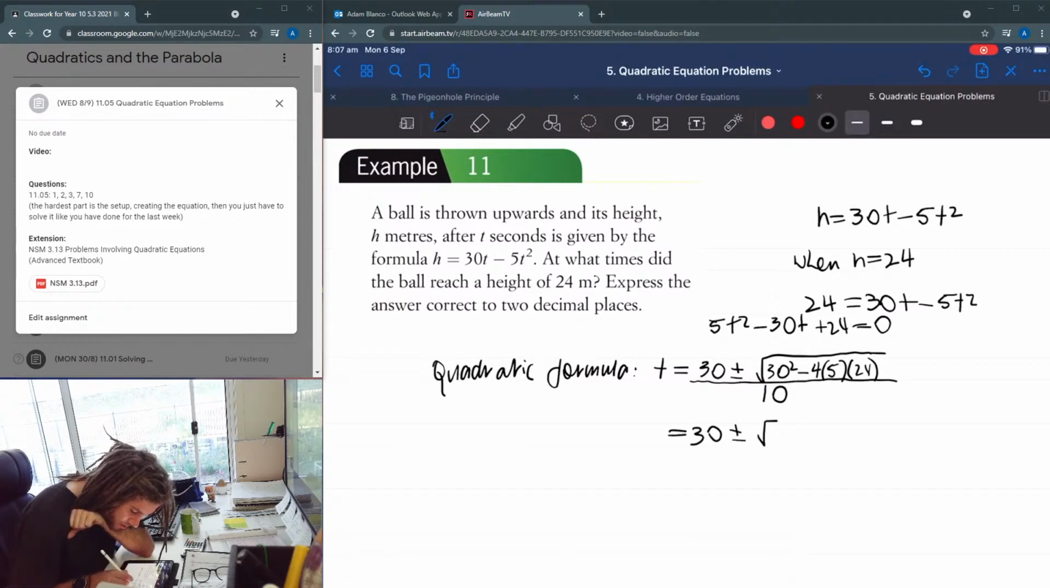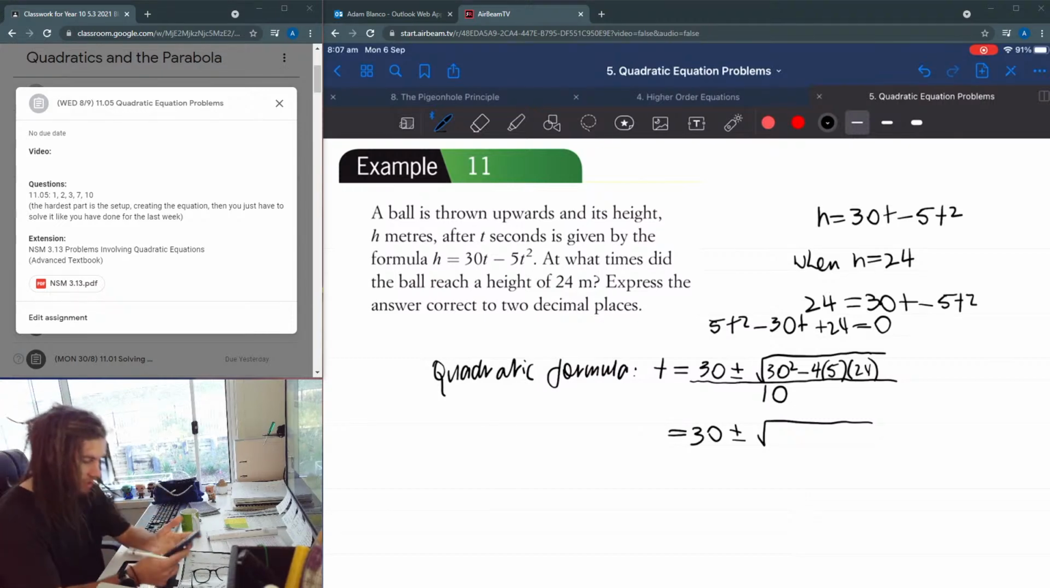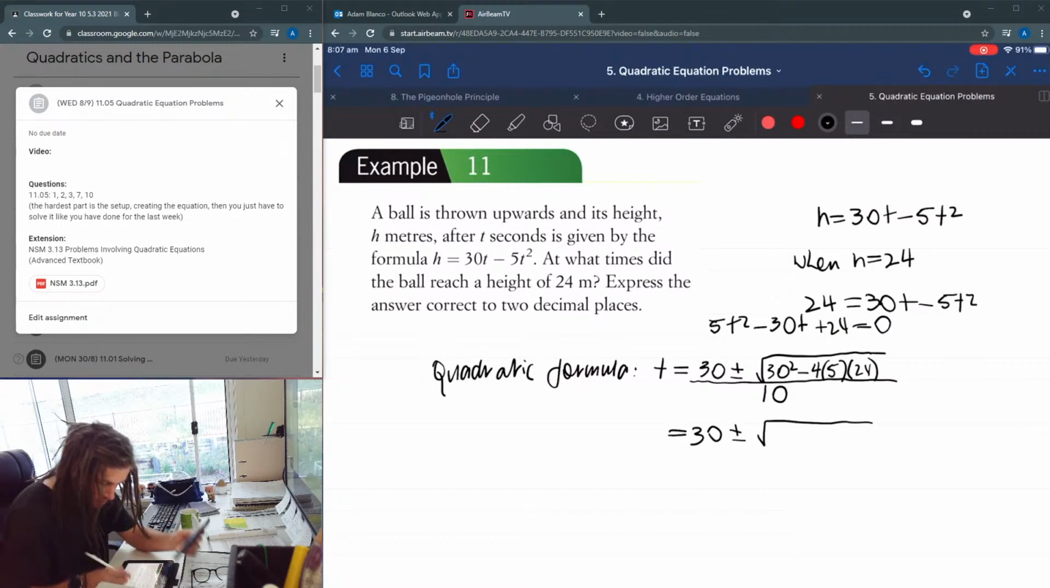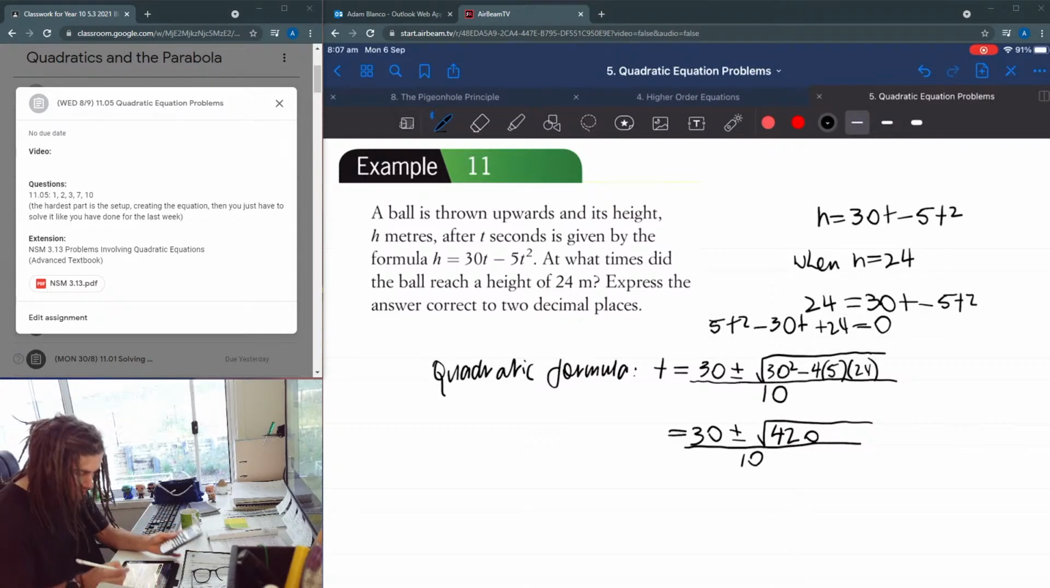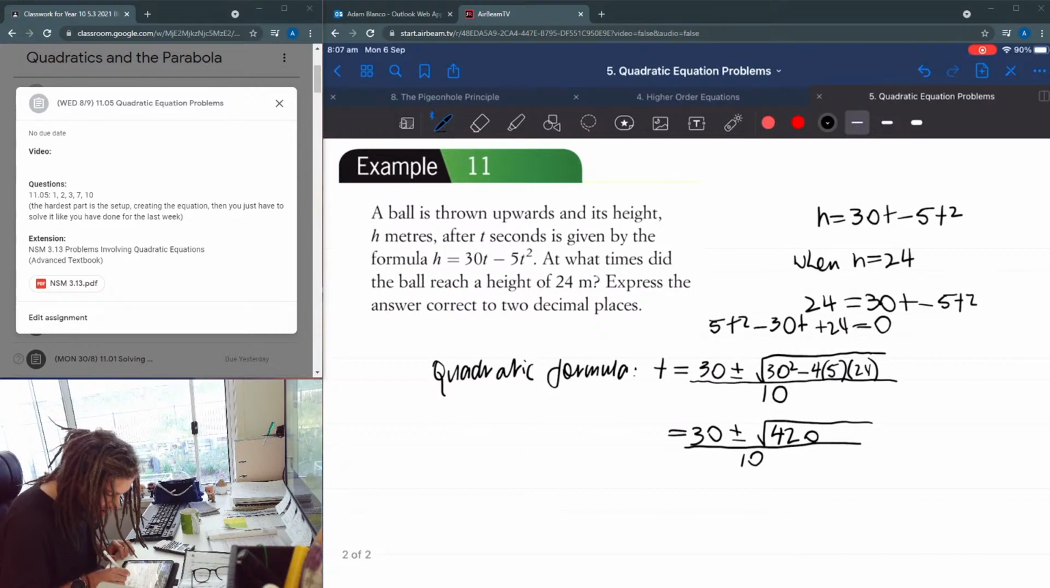30 plus or minus... let me just do that square root part. 30 squared minus 4 times 5 times 24 is 420. Okay, does the square root of 420 simplify nicely? 2 root 105, not really. Okay, at this point I'd start typing into the calculator. Now when you do that, obviously you've got the plus or minus, and you end up with, off the top of my head, 5.05 or 0.95.